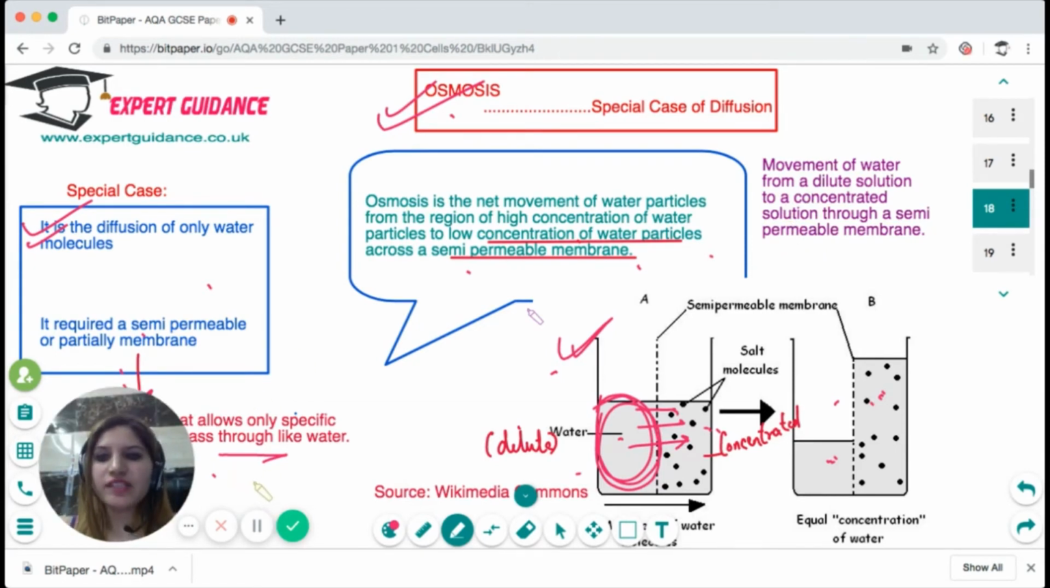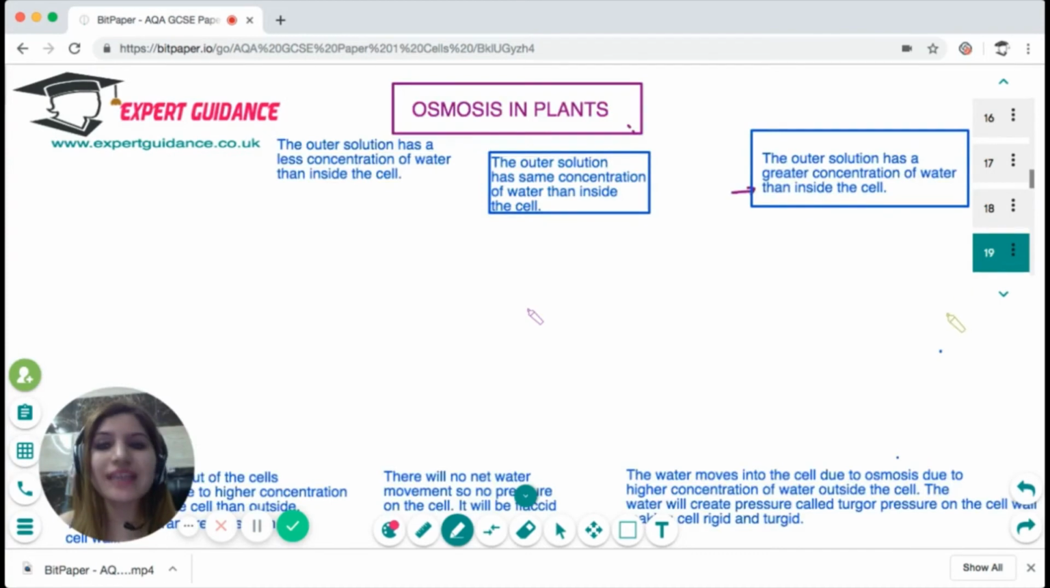I hope this definition of osmosis, and the concept that it is the movement of just water molecules across the semi-permeable membrane from a dilute to a concentrated solution, is clear to you. Always remember, don't write that it is the movement of a substance from high concentration to low concentration. That's the wrong definition. It is from a high concentration of water to a low concentration of water that is the correct one.